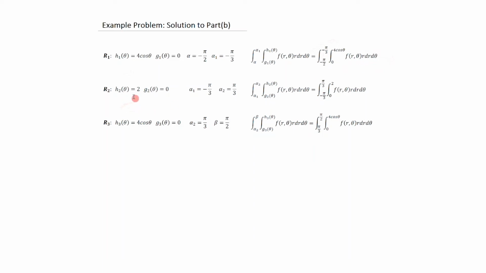For region 2, we're on the circle, so h2 of theta is 2. g2 is 0, so you just collapse the value to a single point at the origin. And you're going from minus pi over 3 to pi over 3. So now that you have this information, you can put together the integral for region 2. And lastly, we're going from pi over 3 to pi over 2. We're again following the off-centered circle, so that's 4 cos theta. And of course, the radial collapses to 0 so that you can sweep out the whole thing. So this combined gives us the bounds for the third integral. And so you just need to sum these 3 together, and you get the final answer.